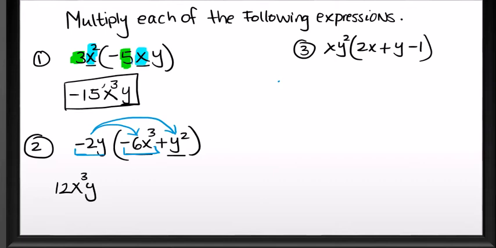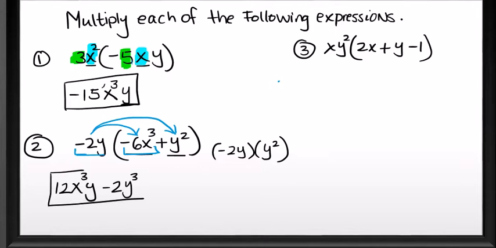Let's do the next one. So here we are multiplying negative 2y with y squared. Negative 2 times, there's a 1 here, so that will be negative 2. y times y to the power 2, that will be y to the power 3. According to the product rule, when you have the same base, you keep the base as it is, add the exponents. There's 2 here, there's a 1 here, so 1 plus 2 is 3. That's our answer for this question.